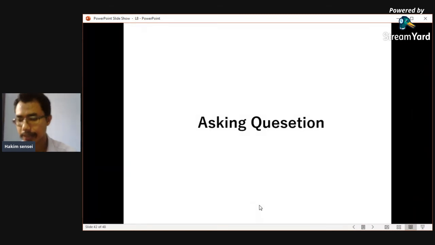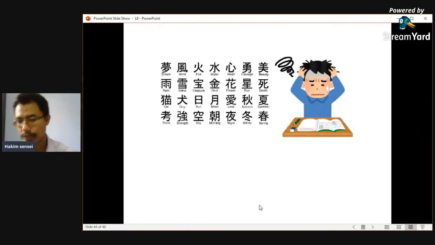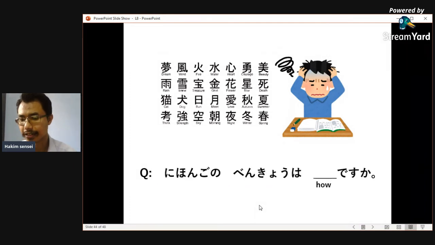Another thing you need to know is how to ask questions related to adjectives. There are a few words you can use. The first one is dou, the meaning is how. Let's say your friend is studying Japanese, and you want to ask whether they are studying well or not. How about studying the Japanese language? 日本語の勉強はどうですか? How about your Japanese language study?